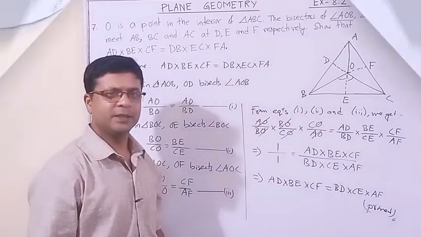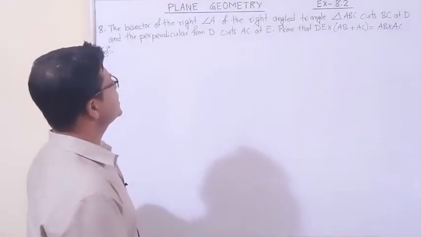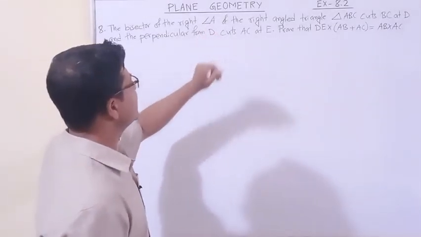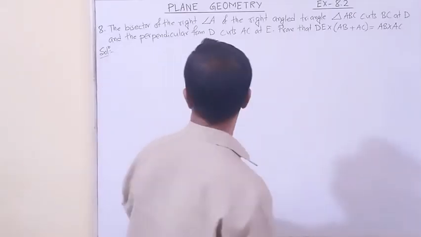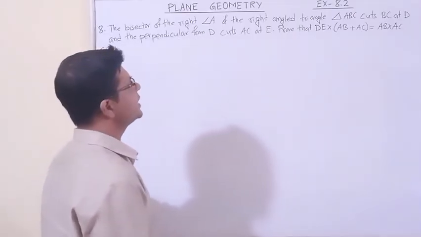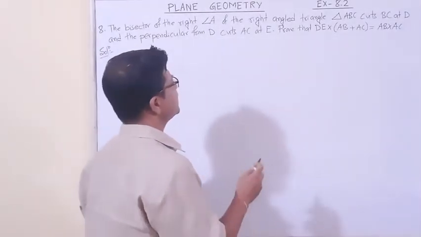Have you understood this? Next, my dear students, we have taken question number 8. Let us read the question. The bisector of the right angle A of the right angle triangle ABC cuts BC at D and the perpendicular from D cuts AC at E. Prove that this. Okay. Let us draw the triangle at first.